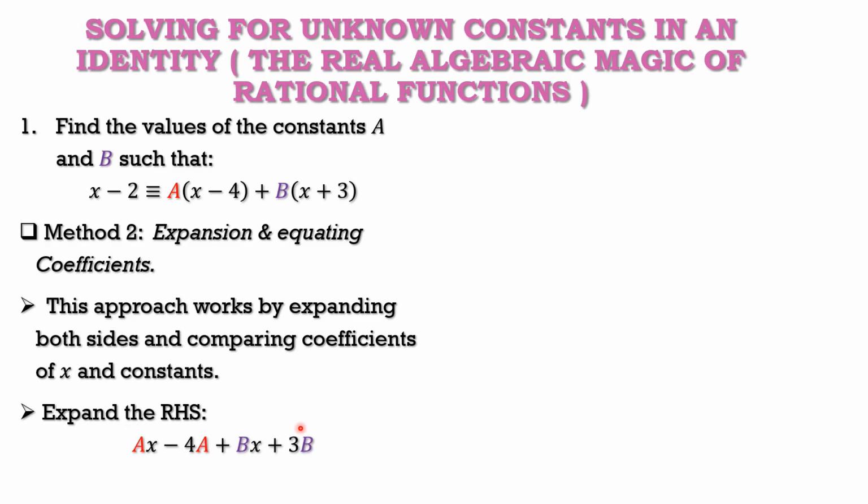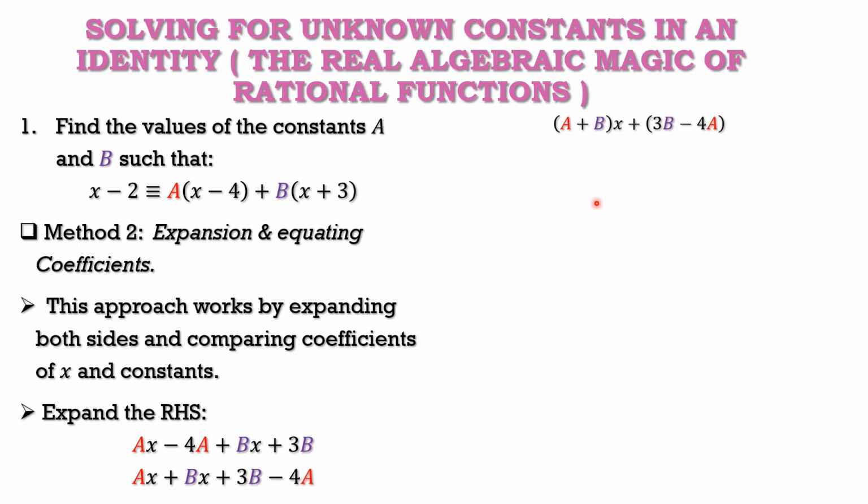So expanding the right hand side will be ax minus 4a, because a times x is ax, a times minus 4 gives us minus 4a, b times x is bx, and b times 3 gives us 3b. So when you do that, we are going to also group like terms, the x at one side and the constant at the other side. So the ax plus bx has been grouped at this side. We have 3b minus 4a being grouped also in this format.